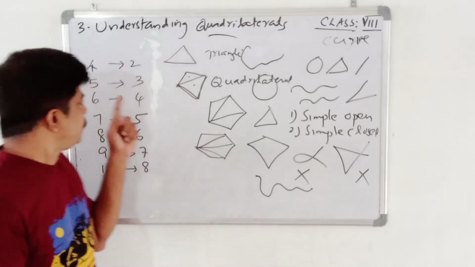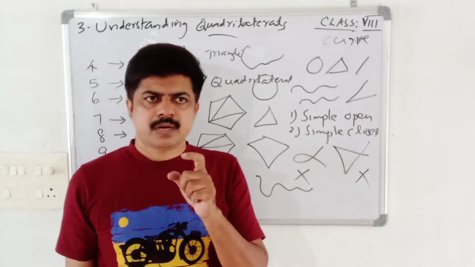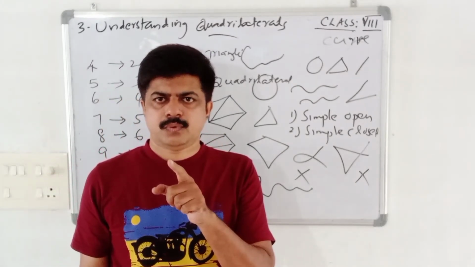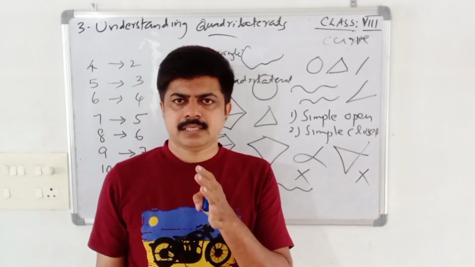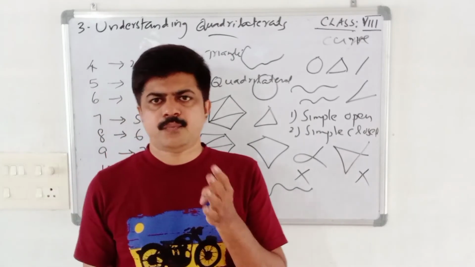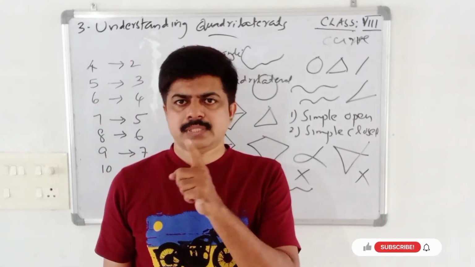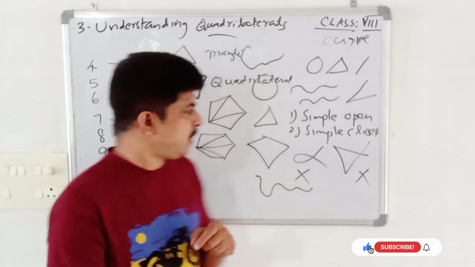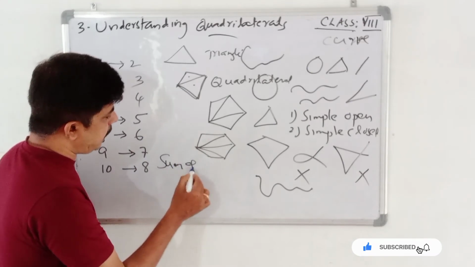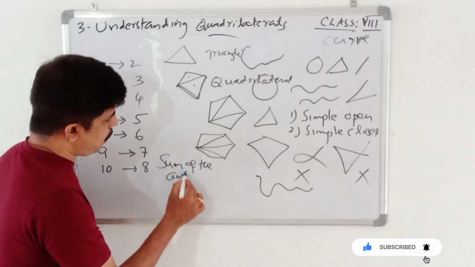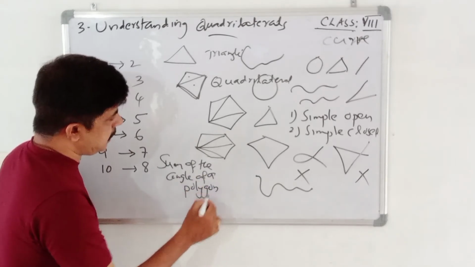Now we can generalize. If we have a 4-sided polygon, we say 4 minus 2. A 5-sided polygon means 5 minus 2, that means 3 triangles. A 6-sided polygon means 6 minus 2, there are 4 triangles. An 8-sided polygon can be divided into 8 minus 2, 6 triangles. Therefore, we can generalize the sum of the angles of a polygon.